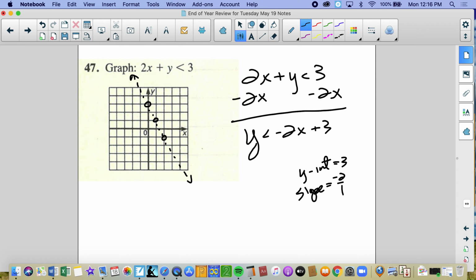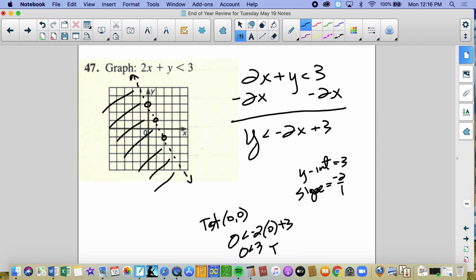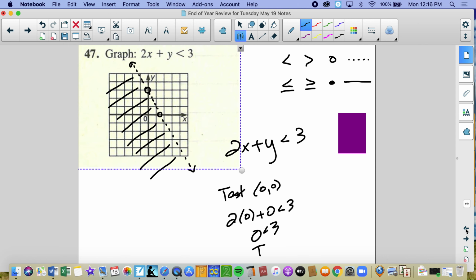We would still test the point 0, 0. 0 is less than negative 2 times 0 plus 3. Is 0 less than 3? That's true. So we would still shade that left side. You can use any method. I just chose to use standard x and y intercepts because I knew that it was in standard form.